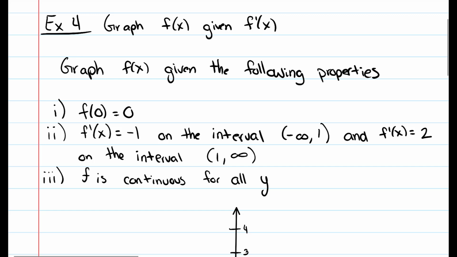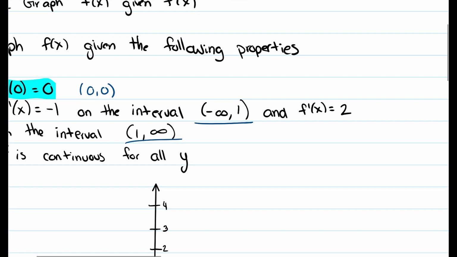So the first thing we know is that f of 0 is 0. This translates to an ordered pair on the graph, (0, 0). The second property is that f prime of x is equal to -1 on the interval -infinity to 1, and f prime of x is equal to 2 on the interval from 1 to infinity. So what this means is that from -infinity to 1, m is equal to -1, and then from 1 to infinity, our slope is going to be equal to 2.